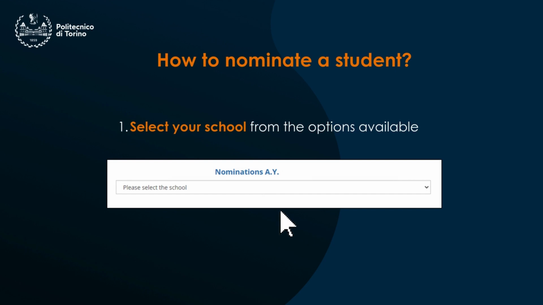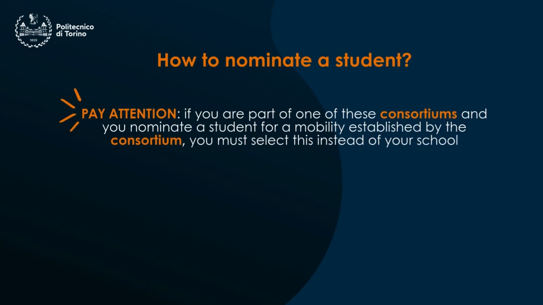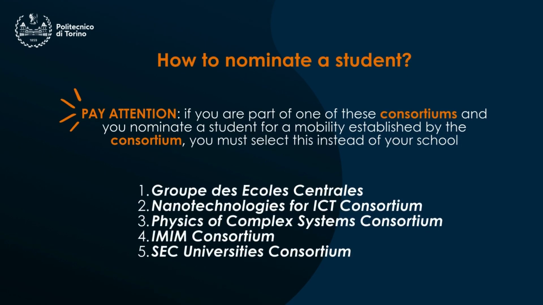How to nominate a student. Select your school from the options available. Pay attention. If you are part of one of these consortiums and you nominate a student for a mobility established by the consortium, you must select this instead of your school.